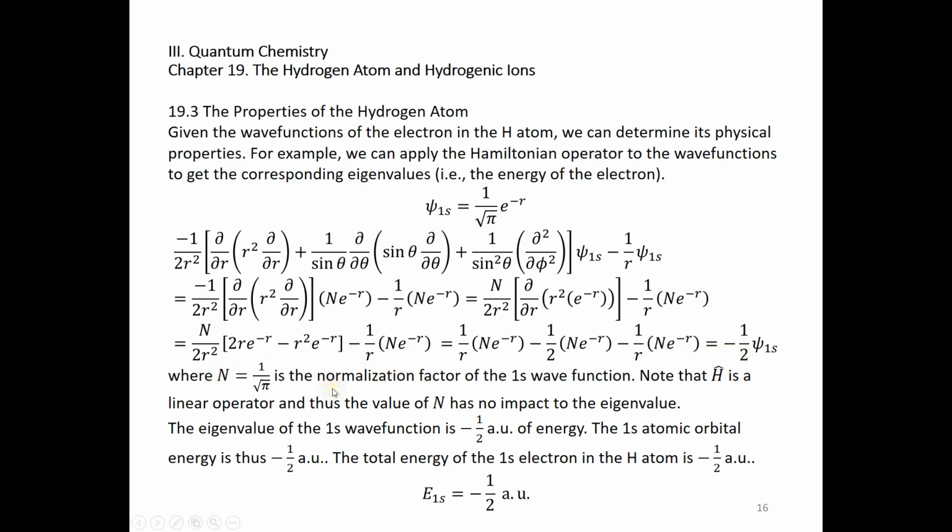Again, this N is the normalization factor, so you can see in my derivation I did not even use the value of N, so we get this result regardless of N. This is because the Hamiltonian is a linear operator, so even if you change the value of N, you're not going to change the eigenvalue. The eigenvalue of the 1s orbital wave function is negative 1/2 atomic unit of energy. That means, if the electron is in the 1s orbital, it has an energy of negative 1/2 in atomic units. And also it means the total energy in the 1s electron is negative 1/2. We have this expression here.